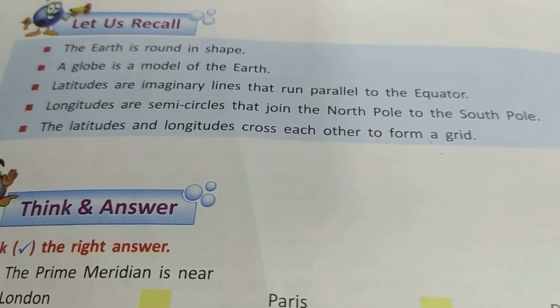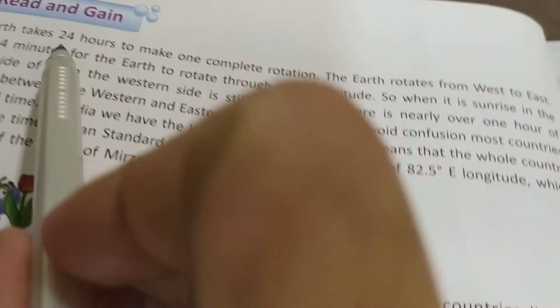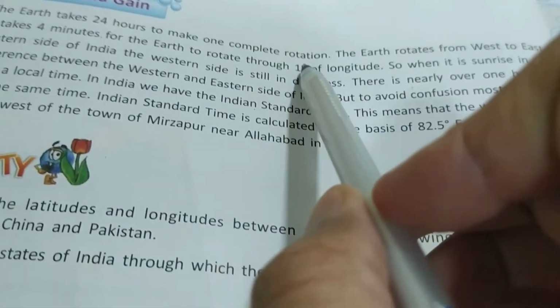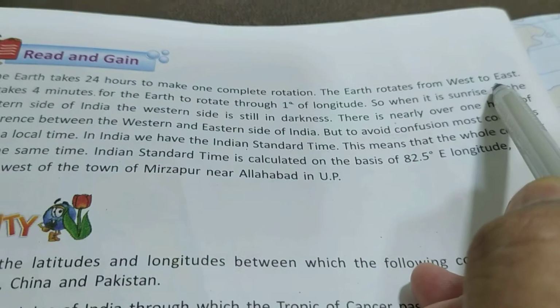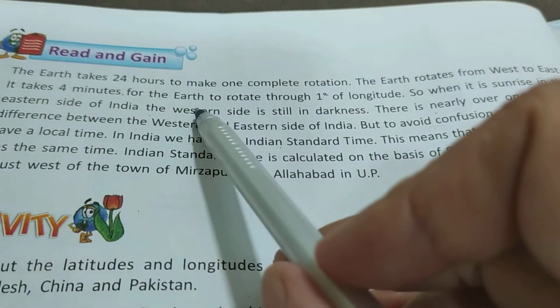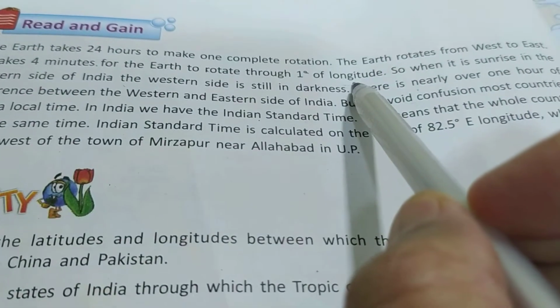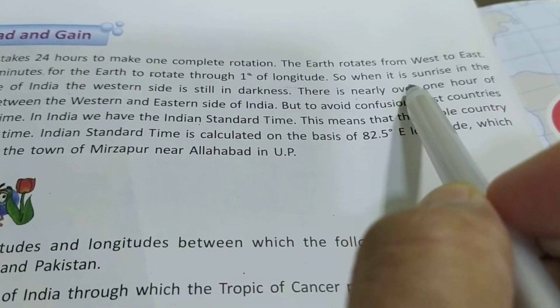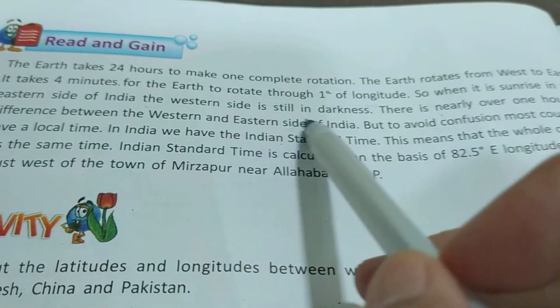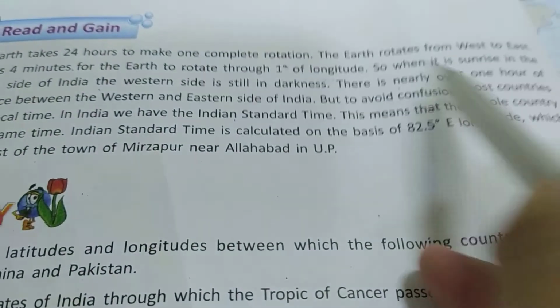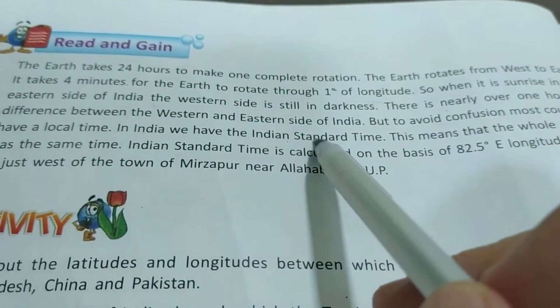You will also know that the Earth takes 24 hours to make one complete rotation, which is also known as the Earth day. The Earth rotates from west to east. It takes about 4 minutes for the Earth to rotate through 1 degree of longitude. So when it is sunrise in the eastern side of India, the western side is still in darkness. There is nearly 2 hours of difference between the western and the eastern side of India.